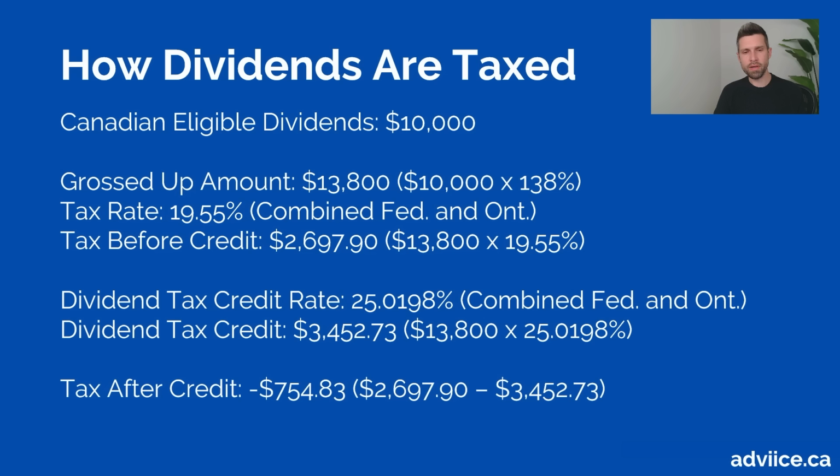That gives us our dividend tax credit of $3,453. And you'll probably also already notice that this leads to a negative amount. We have tax before credits of about $2,698. We have a dividend tax credit of $3,453. That leads to a negative tax of $755. So on a $10,000 Canadian eligible dividend, we end up with a negative tax rate of 7.55%.